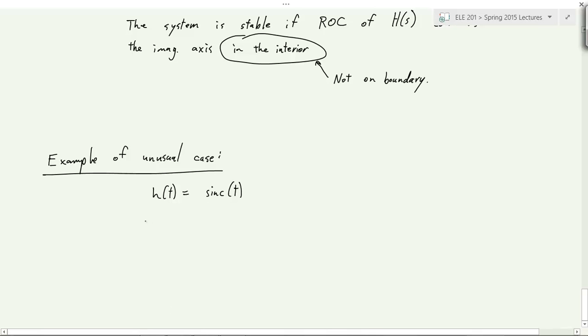Why is that? Well, let's do it. What's the Laplace transform of this? Well, can anyone guess what the region of convergence is going to be? We can write out the Laplace transform. We always have this formula, right?